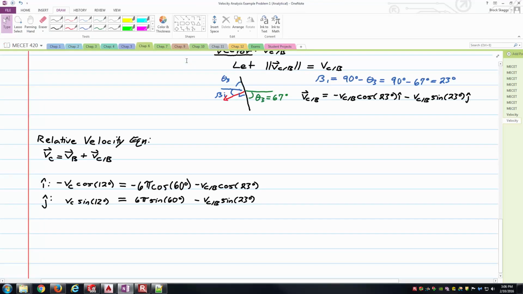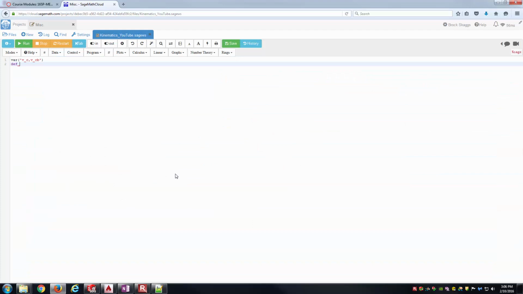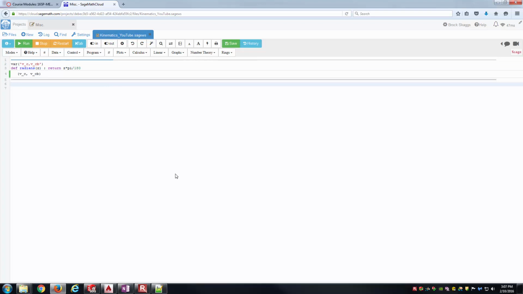Another thing I'm going to do is create a custom function. It expects the arguments for sine and cosine to be in radians, and I have them in degrees. And so I'll just define a function called radians that I'll pass in a parameter z, and it's going to return z times pi over 180. And so what that should allow me to do is basically just wrap my angles in this radians function, and it'll convert them automatically from degrees to radians.